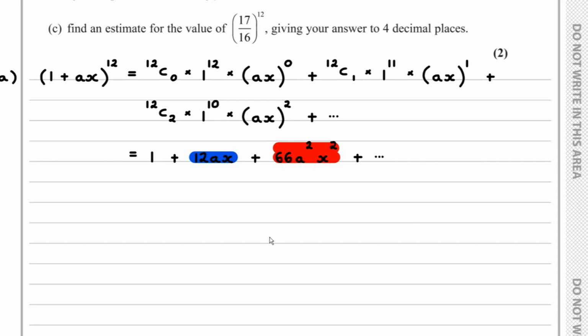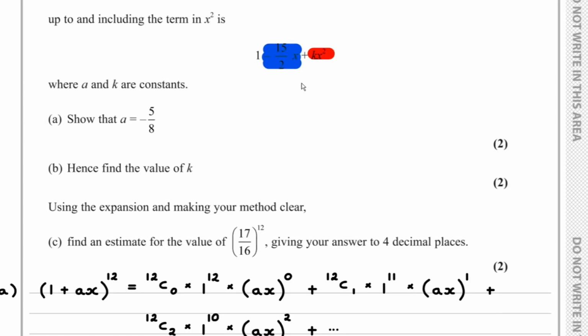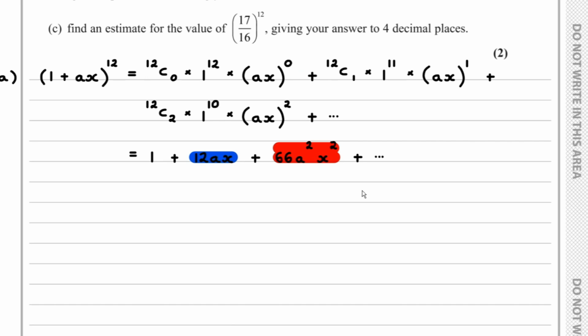So to find the value of a, comparing the x terms, we have negative 15 over 2x, and we also have 12ax, and setting the coefficients of x equal to each other, we have 12a equals negative 15 over 2, and to find out what a is, negative 15 divided by 2 times by 12 is negative 15 over 24, which simplifies to negative 5 over 8. So a is equal to negative 5 over 8.